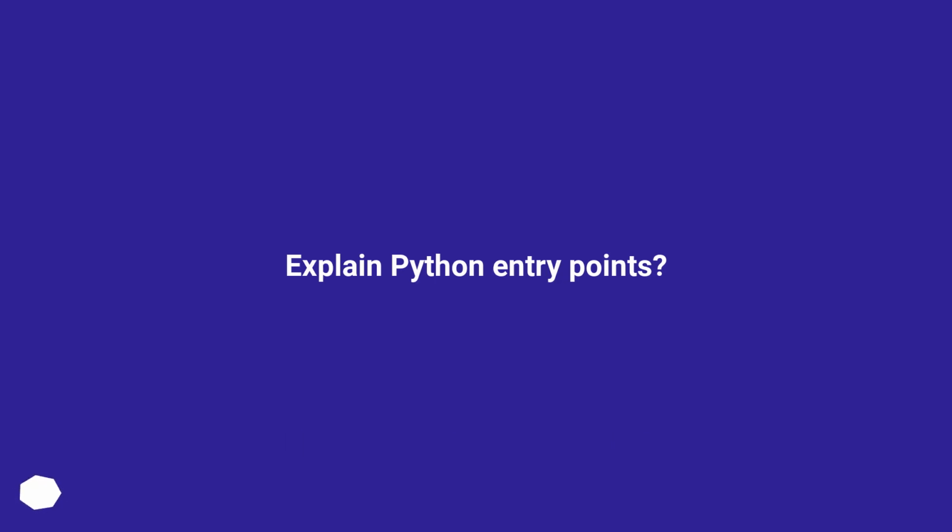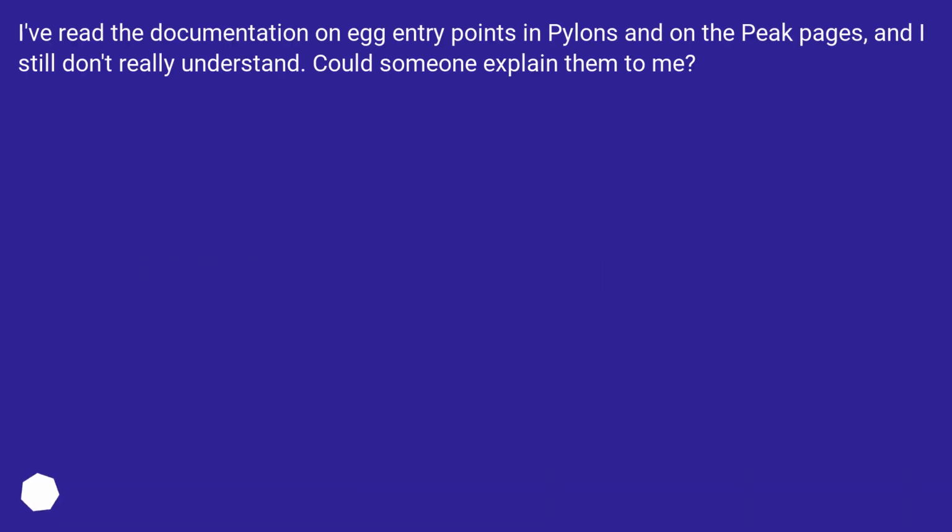Explain Python entry points. I've read the documentation on egg entry points in Pylons and on the PEAK pages, and I still don't really understand. Could someone explain them to me?